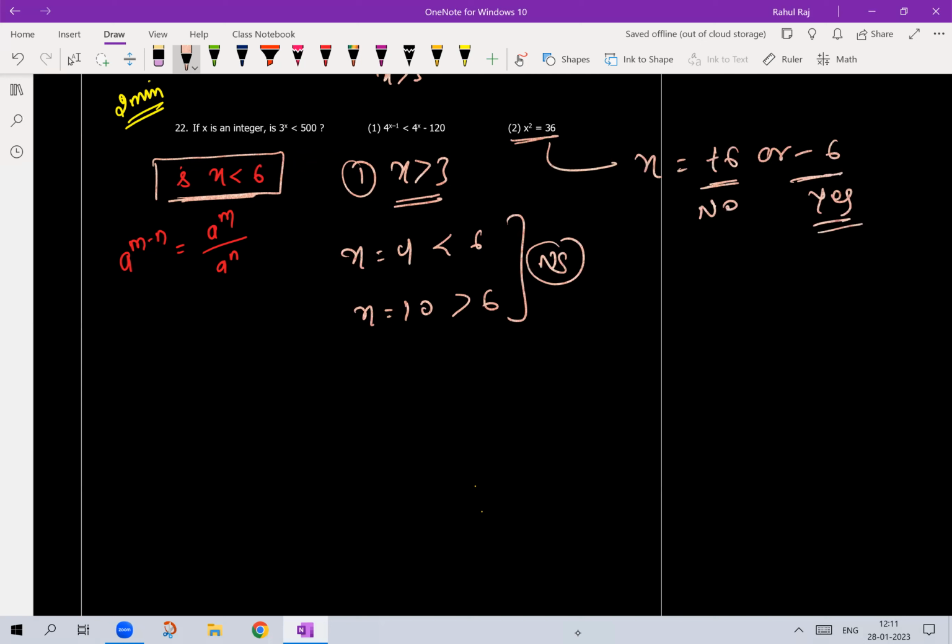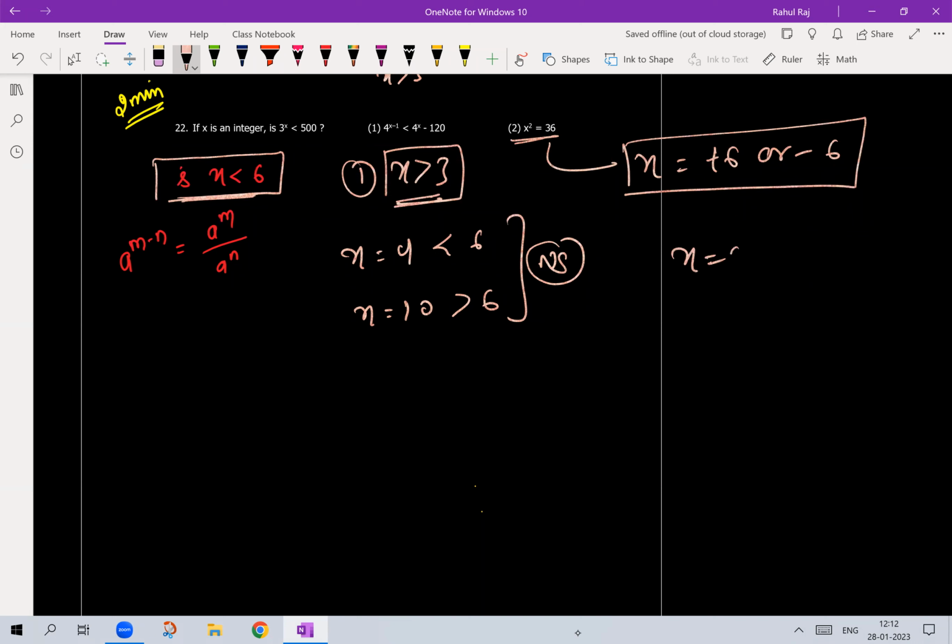Now, when you combine this, x is greater than 3, and option number 2 says x is equal to plus 6 or minus 6. So the combination will simply give you x is equal to 6. And my question is, is x less than 6? If x is equal to 6, it's a confirmed no answer.